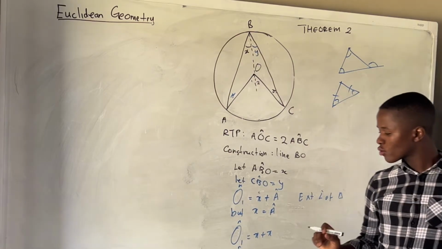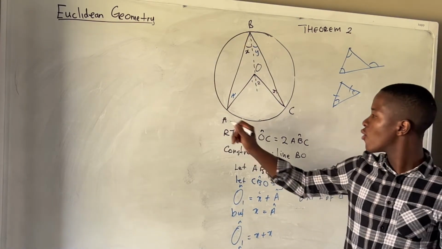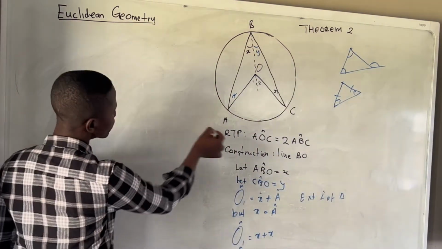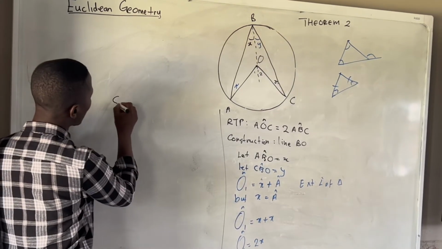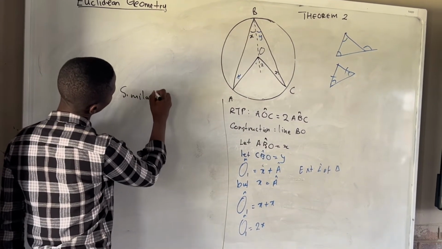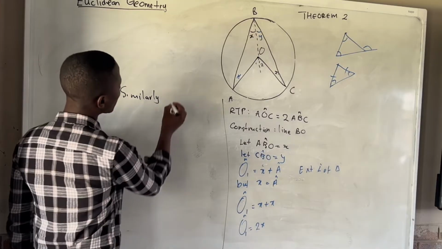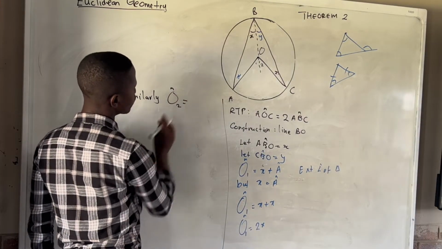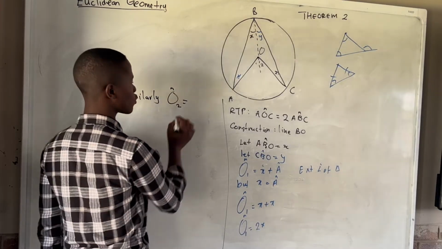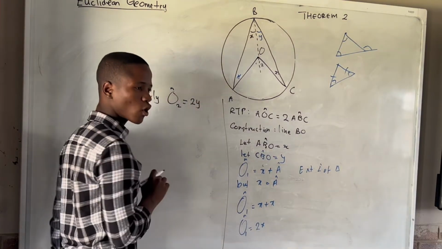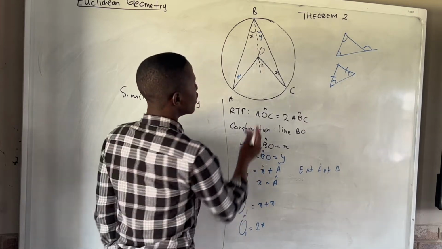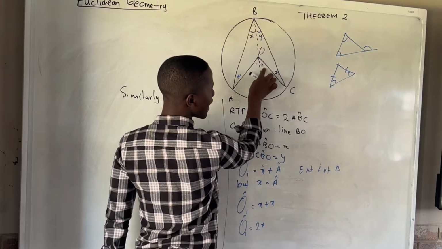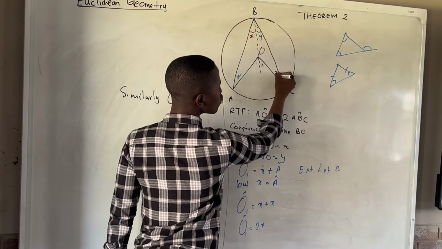Now, similarly from here, you're going to say that your angle O2 is going to be equal to what? Your angle O2 is going to be equal to 2y, because this is going to be the same thing. Look, this is an exterior angle of this particular triangle. So this exterior angle is equal to this angle and also this angle.